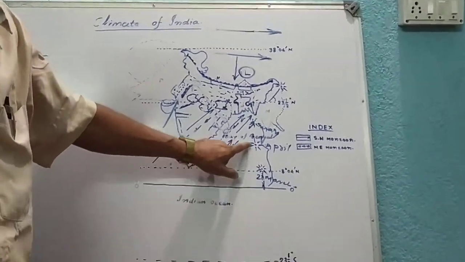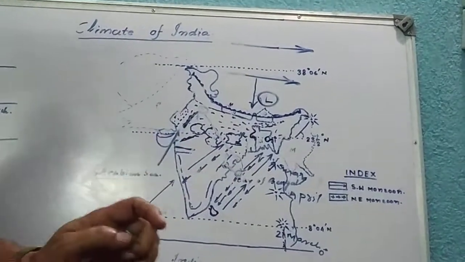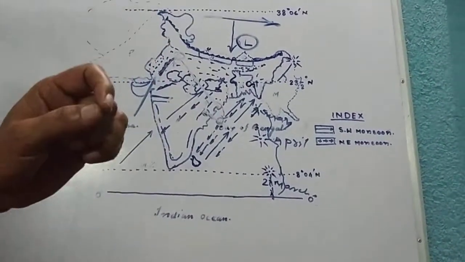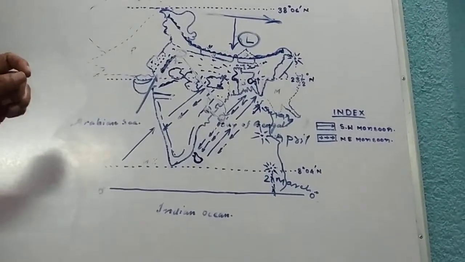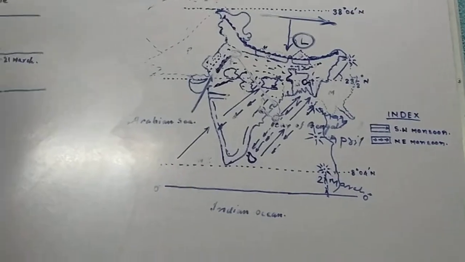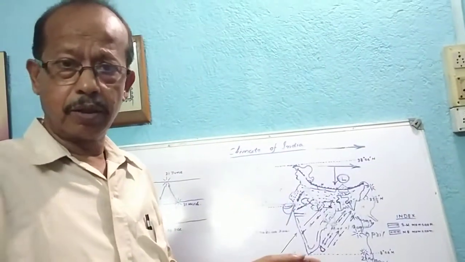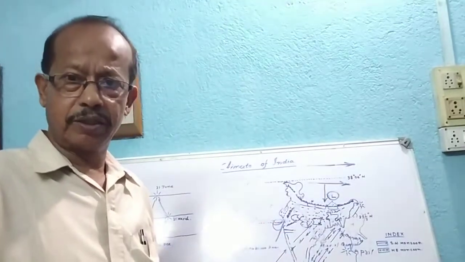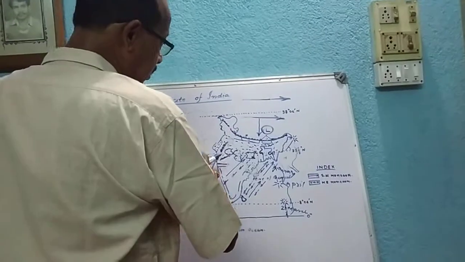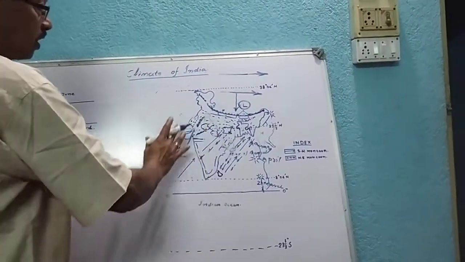With the gradual movement of the sun, the Indian subcontinent gets too much heated, and temperature distribution is shown in the weather map by isothermal lines. Isotherm, what do you mean by isotherm? Isotherm means the line joining the stations which are similar in temperature. So this isothermal line indicates the distribution of temperature all over India.